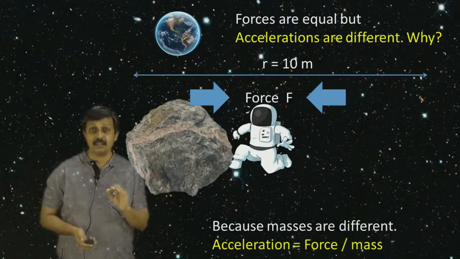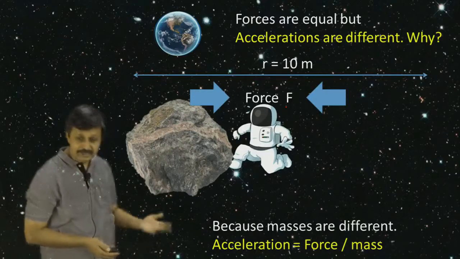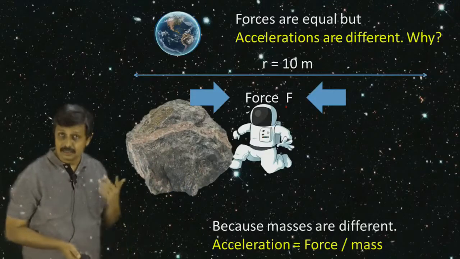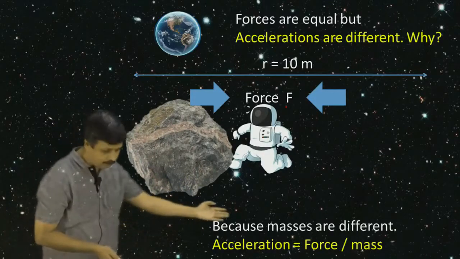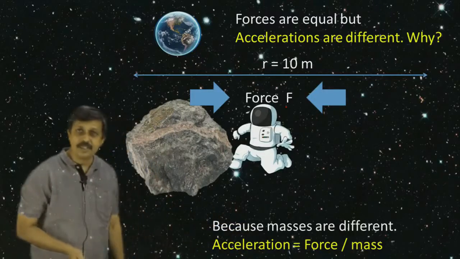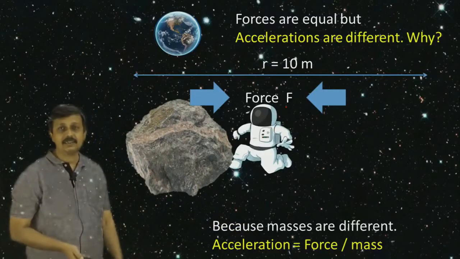This is Newton's second law. So he says that the masses are different. The rock has higher mass and the astronaut has lower mass. So acceleration is equal to force by mass. Though the forces are the same, since the denominator reduces, acceleration increases.